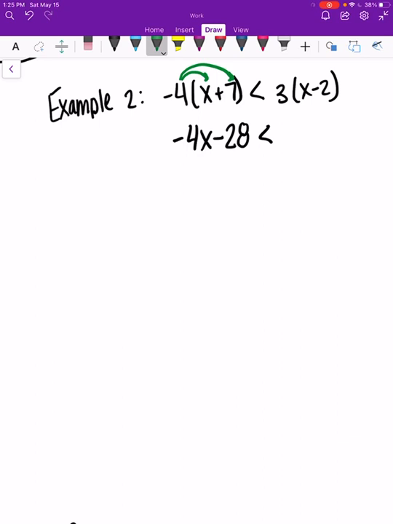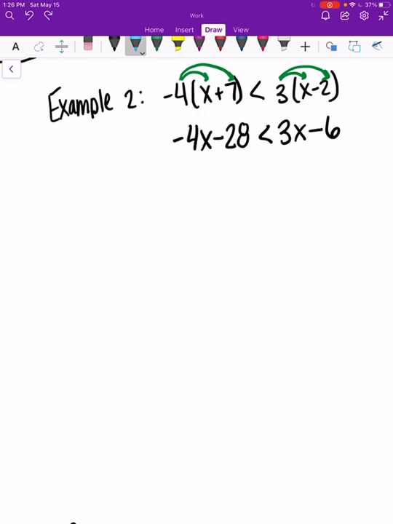We're going to do the same thing on this side. 3 times x is 3x, and 3 times negative 2 is negative 6. Now, we want to solve for x here. Well, not necessarily, I guess. We're going to just simplify it. And how I like to start is by starting with my smallest x. So I have a negative 4x and a 3x. Which one is smaller? Well, technically my negative 4x is smaller. Right? Negative 4 is smaller than 3. So that's where I want to start.